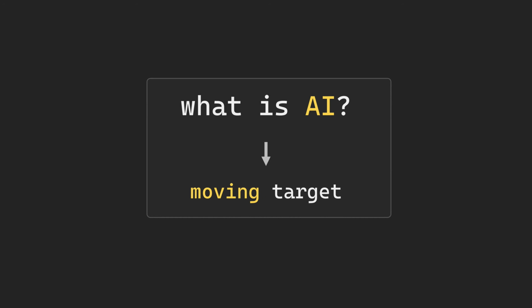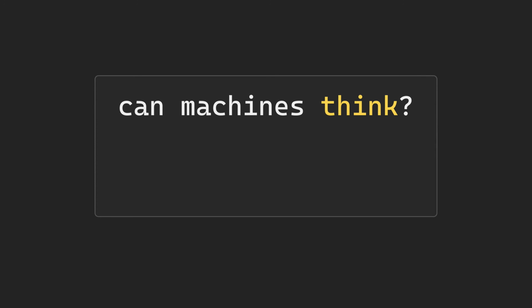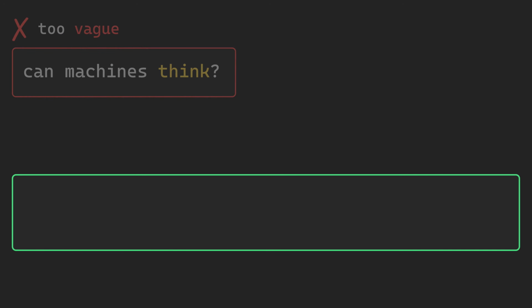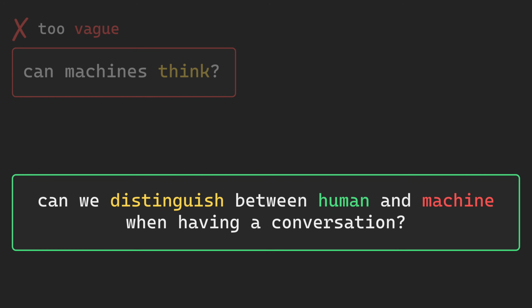In the previous video, we saw that intelligence is a moving target. Every time machines master something, we quietly redefine what counts. Thinking is even worse. We don't know how to measure thinking in a machine. So, instead, we swap it for a question we can actually run an experiment on. Can we tell a human and machine apart just by talking to them? If a machine gets good enough that we can't, maybe something like thinking is going on in there. And unlike "can machines think," this one has an answer you can measure.